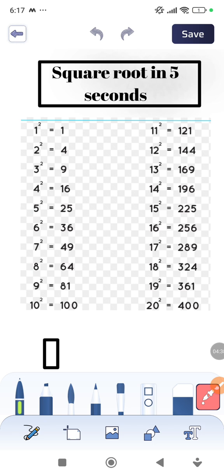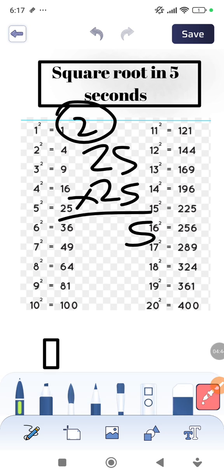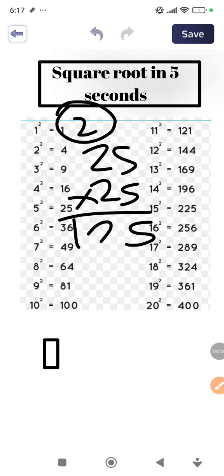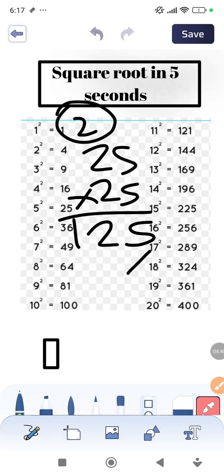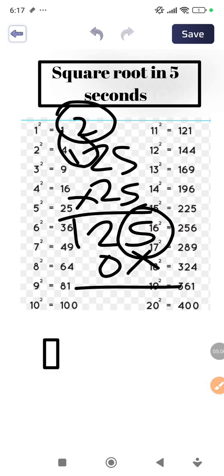Why this happens is, if I multiply 25 by 25: 5 fives are 25, 5 twos are 10, 11, and 12. Then we will put a cross sign. So this digit is not going to change. We are not adding any digit to it. Like 2 fives are 10, we'll carry 1, 2 to the 4 and 5.